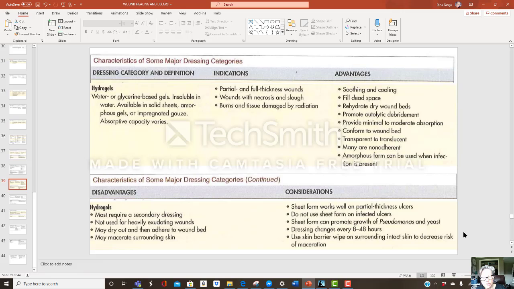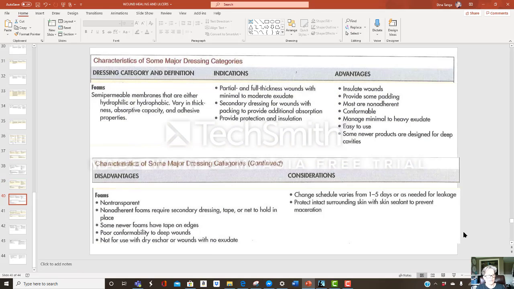Considerations: sheet form works well on partial thickness wounds. Do not use sheet form on infected ulcers. Sheet form can promote growth of Pseudomonas and yeast. Dressing changes every 8 to 48 hours. Use skin barrier wipes on surrounding intact skin to decrease risk of maceration. Hydrogels.